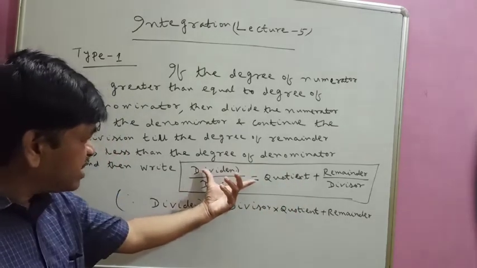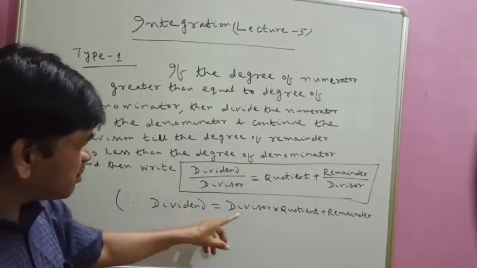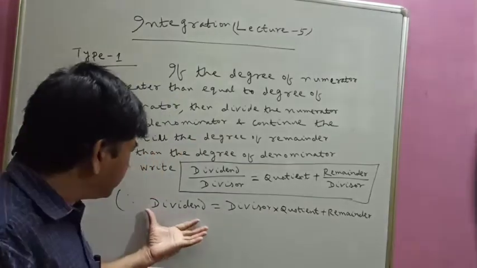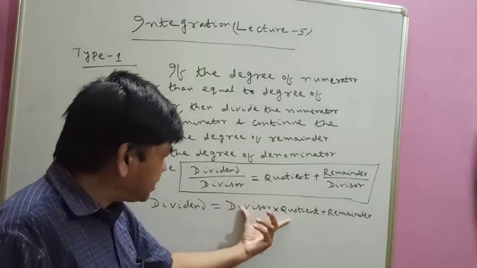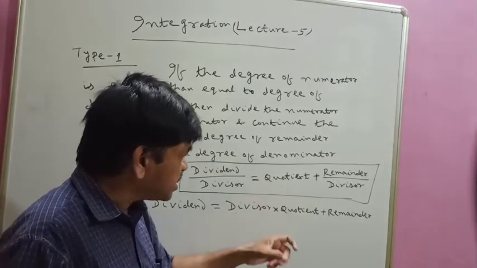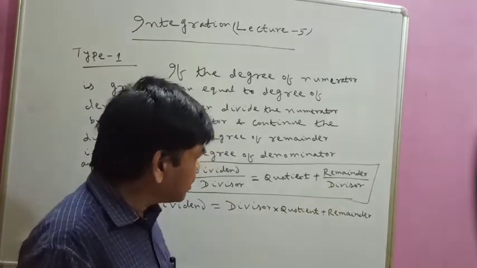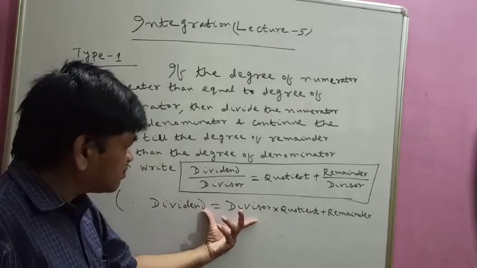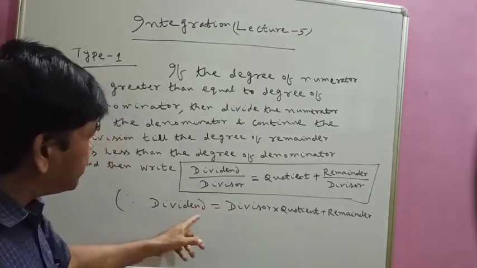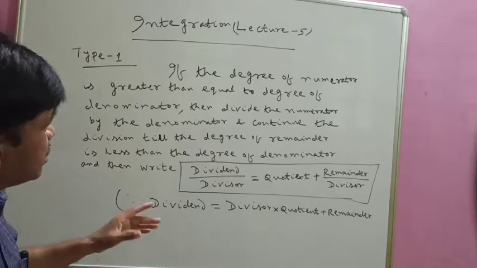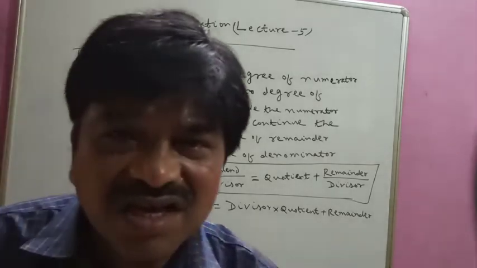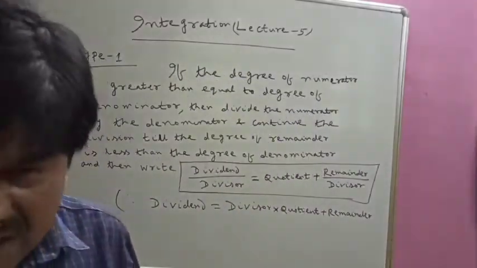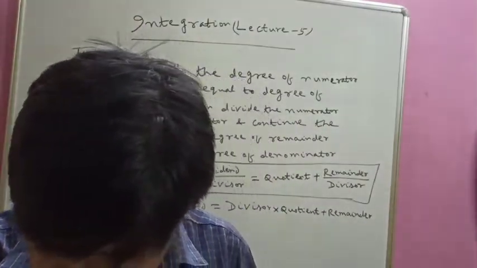Why can you write like this? You see, dividend is equal to divisor times quotient plus remainder. Let us divide by the divisor on both sides. Dividend divided by divisor, and on the right side the divisor cancels with the divisor in the first term, so it is the quotient, plus the remainder by divisor. So dividend is equal to divisor times quotient plus remainder. Let us work out some problems based on this, then your fundamentals will be clear.